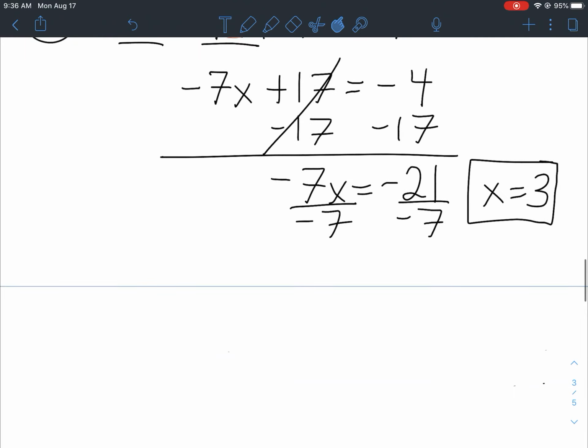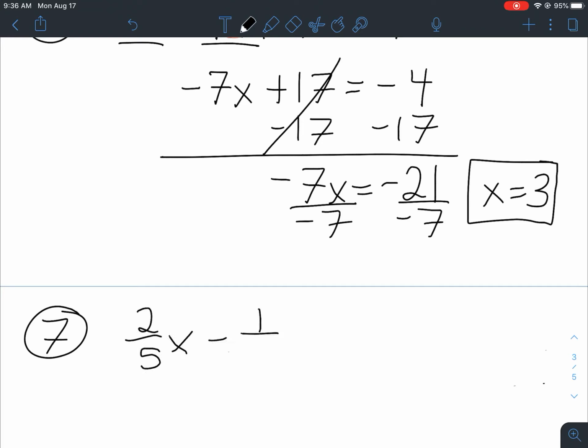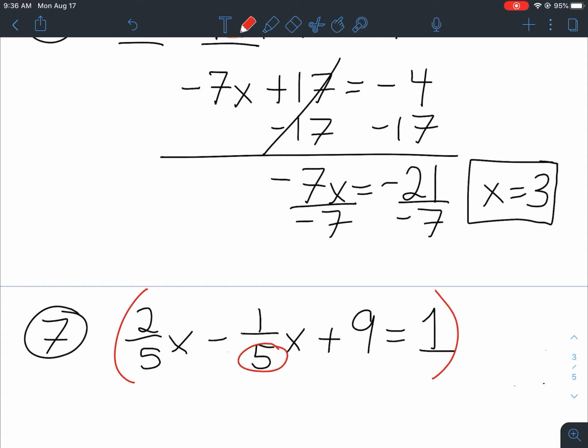Okay, and then the last problem for today's lesson is 2 over 5x minus 1 over 5x plus 9 equals 1. So, again, we do not have any distributive property in this problem, but we do have some fractions. So the first thing we need to do is get rid of those by clearing out all fractions. Well, we see that the fractions' denominators are 5. How do you get rid of divided by 5? You multiply everything through on both sides by 5.